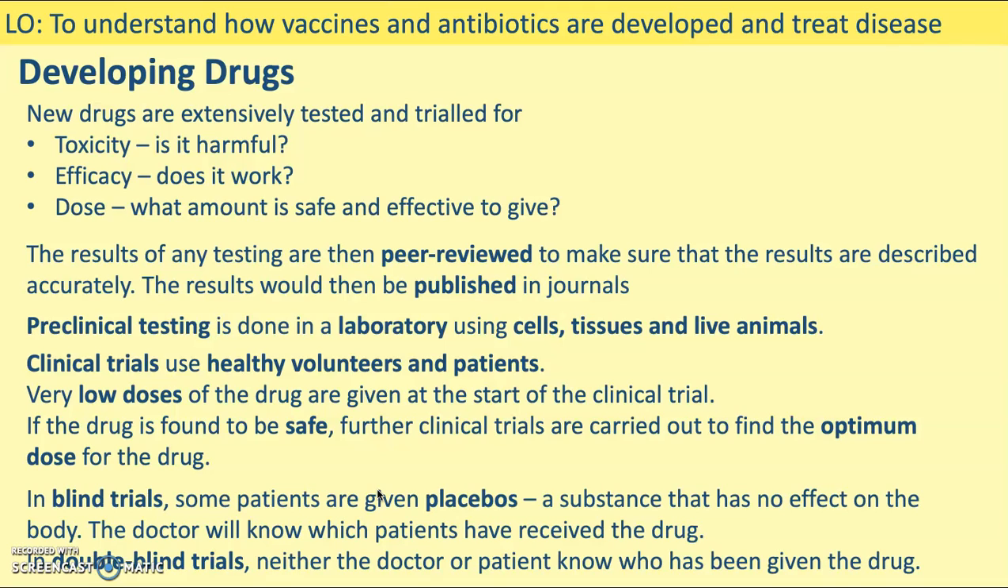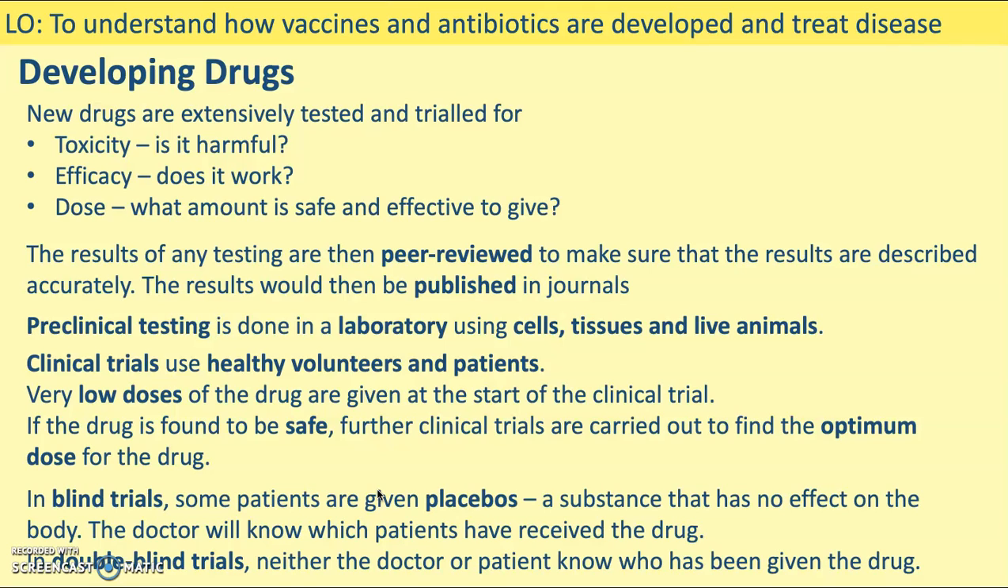Preclinical testing is the first stage of the testing. So this is done in a lab and it uses cells, tissues, and live animals. Then we move on to clinical trials. So this will involve healthy human volunteers and patients that are suffering from the illness or disease that you're trying to treat. At first, very low doses of the drug are given to the healthy volunteers. If the drug is then found to be safe, further clinical trials are carried out with the patients to find the optimum dose for that drug.